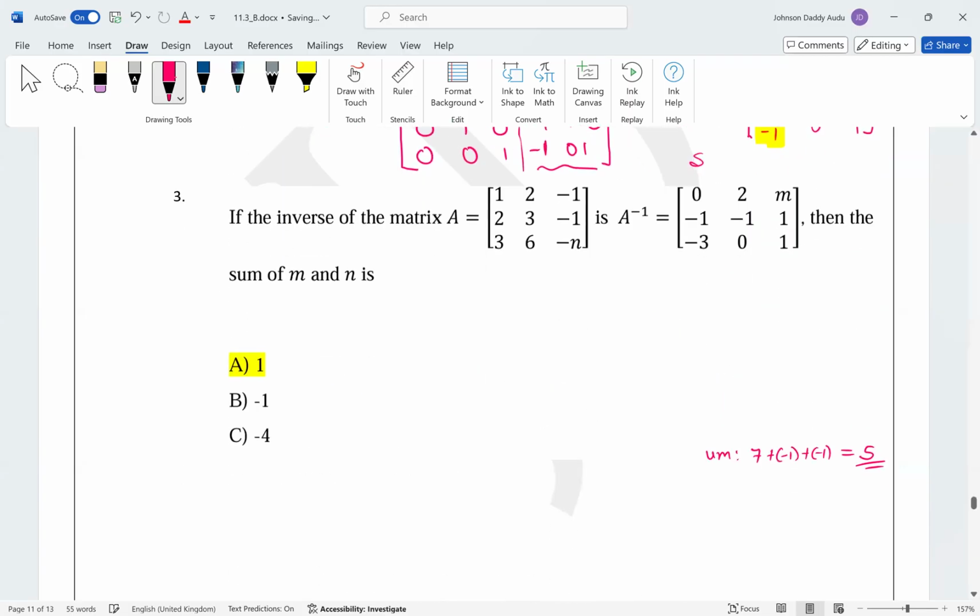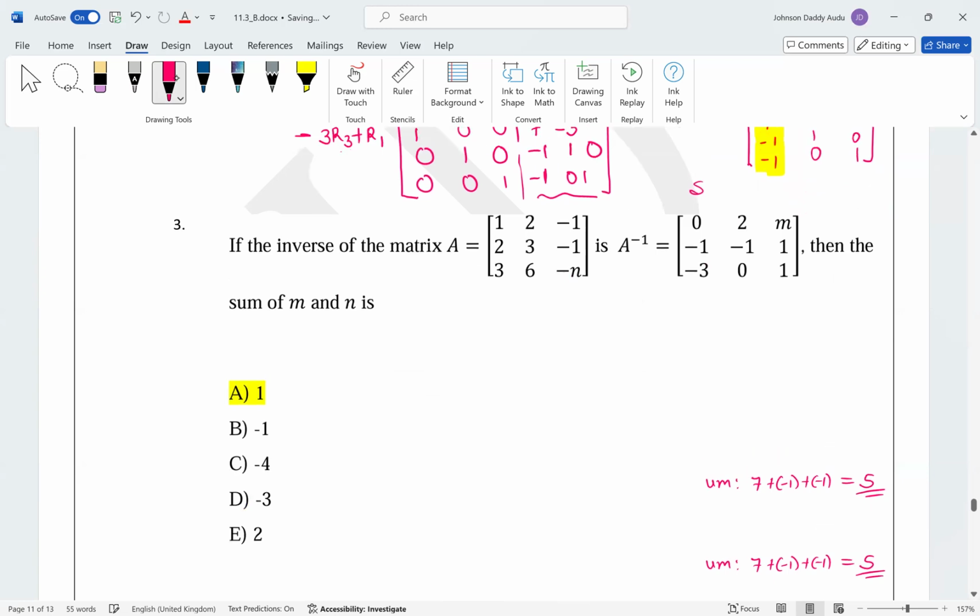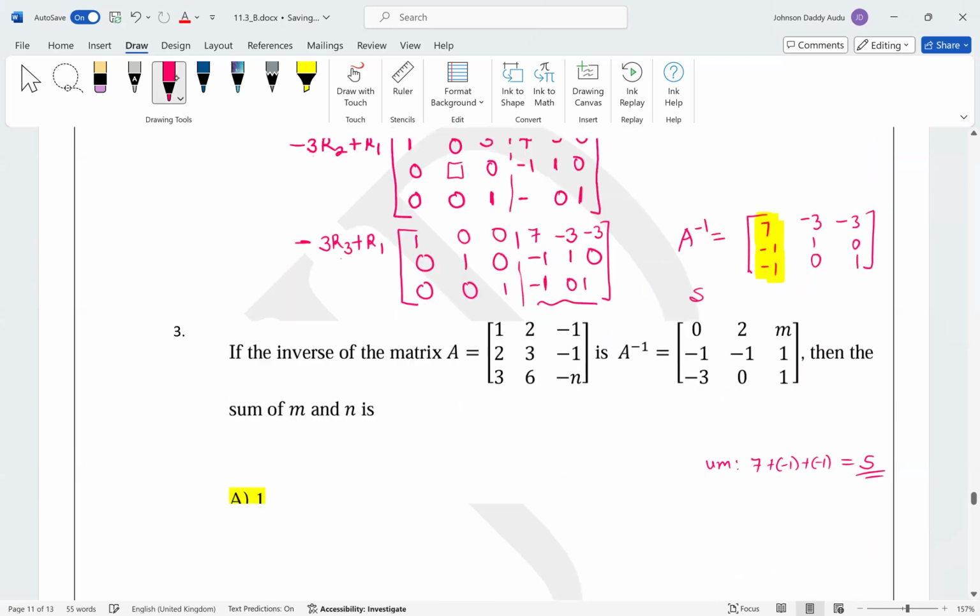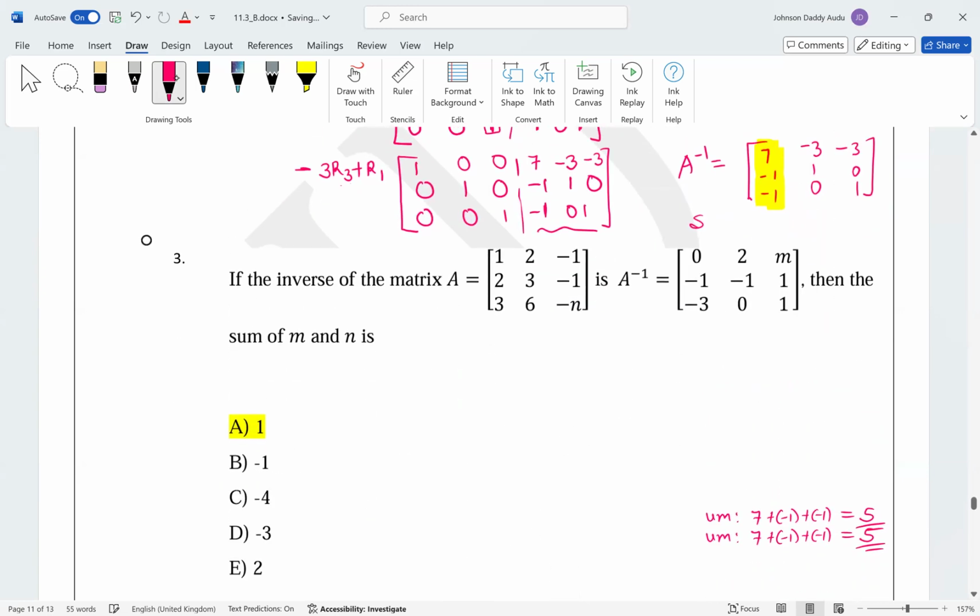All right. So let's go to example 3. Now, what is example? Question number 3. Let me write this again. So the sum here is 7 plus minus 1 plus minus 1, which is equals to 5.